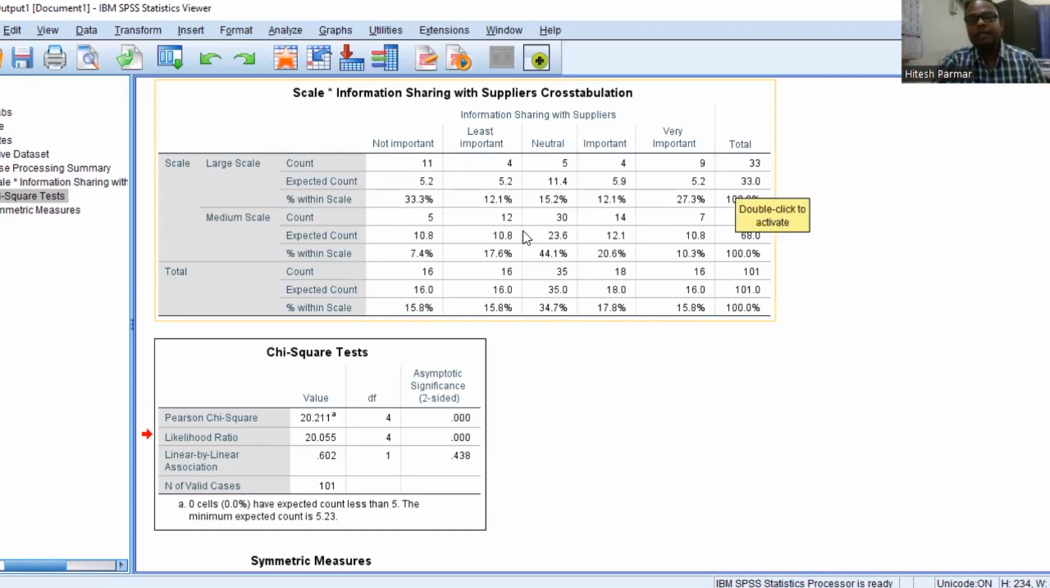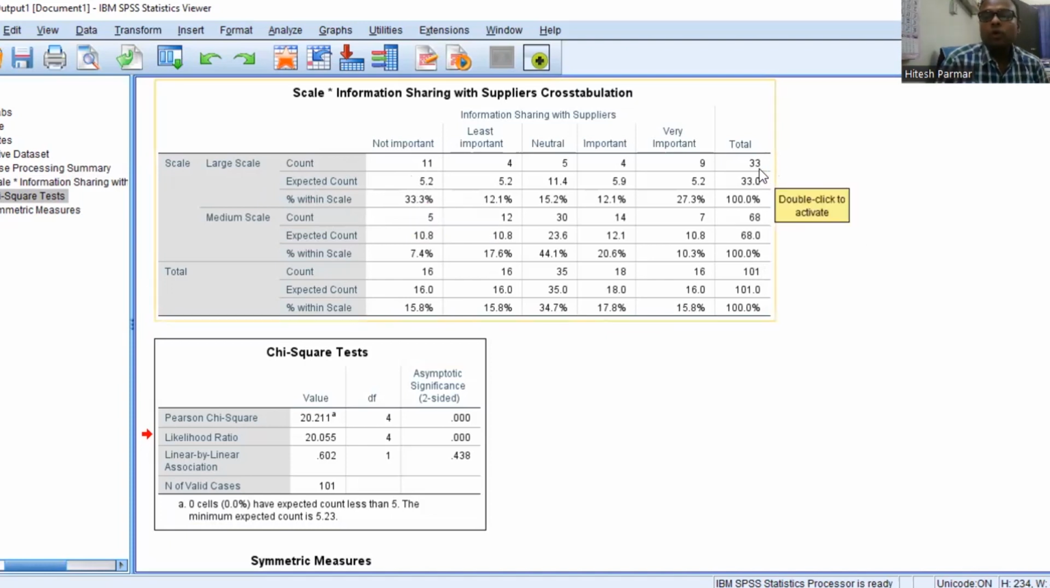How is it calculated in this case? It is calculated as row total multiplied by column total and divided by grand total. For example, we are calculating for a cell which is having a large scale and not important. This 11 is the frequency. Against that frequency, we are calculating the expected count, which is 5.2. So how is 5.2 being given by this software?